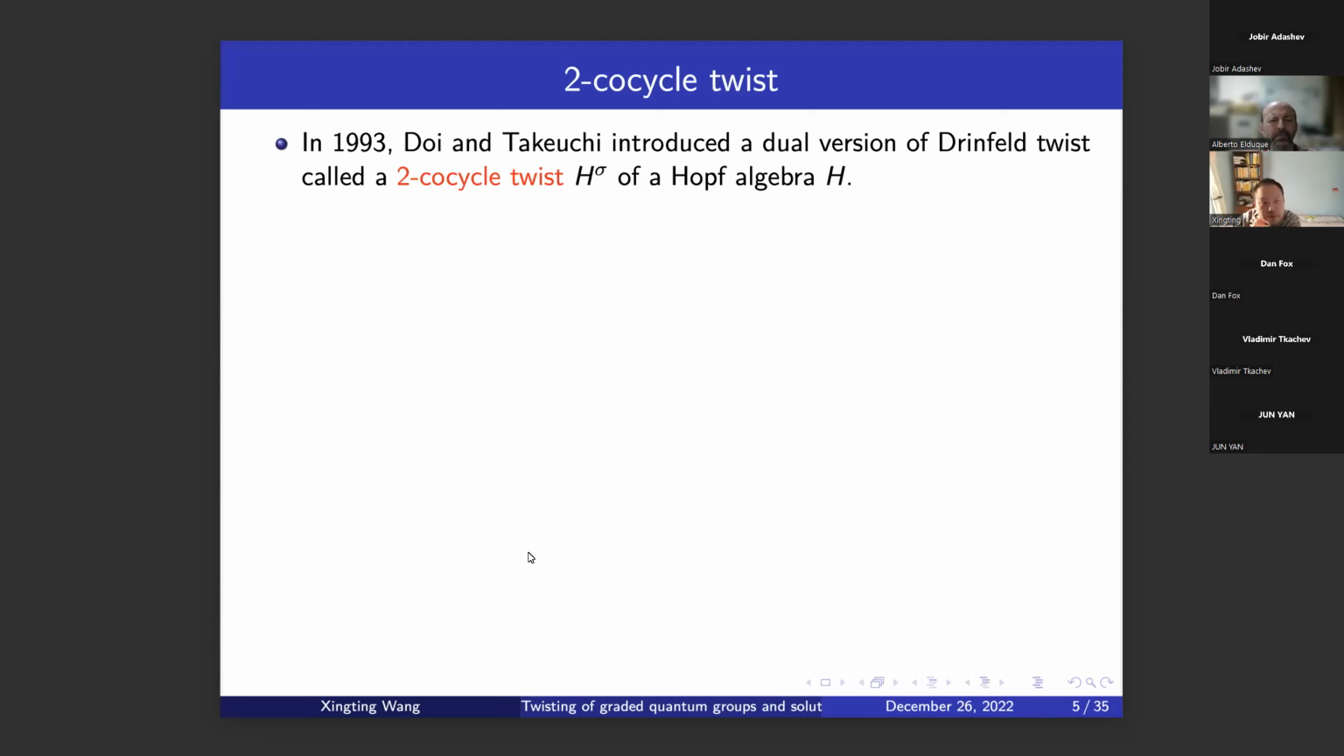Due to that Drinfeld twist, in later years, 1993 to be precise, Doi and Takeuchi introduced a dual version of the Drinfeld twist. That is the main character of my talk today, called the two-cocycle twist. The way is you just do the opposite. Remember, the Drinfeld twist keeps the algebra structure while deforming the coalgebra structure. This time, the two-cocycle twist does the opposite. It keeps the coalgebra, but the algebra structure of the original Hopf algebra gets deformed by this two-cocycle sigma.